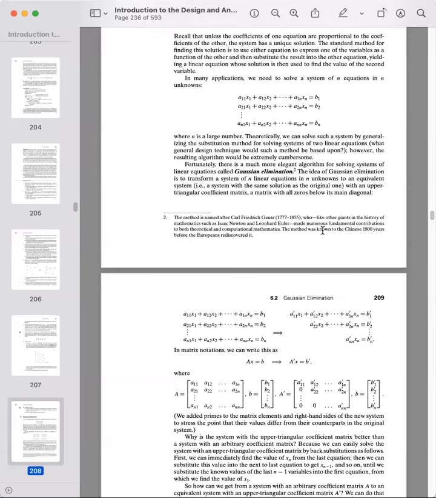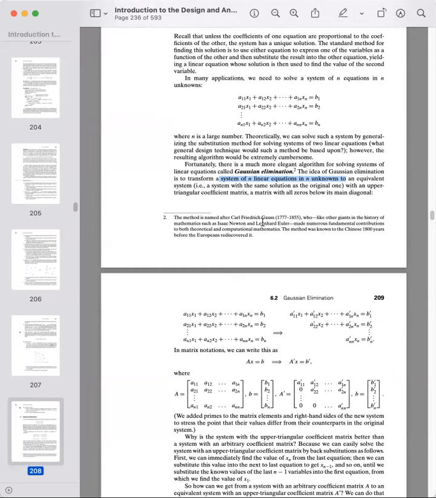So we're going to do this. The idea here, I'm reading from here, is to transform a system of n linear equations in n unknowns to an equivalent system that gives us an upper triangular coefficient matrix, a matrix with all zeros below its main diagonal. By doing that, in essence, we're going to solve it in a much simpler way.